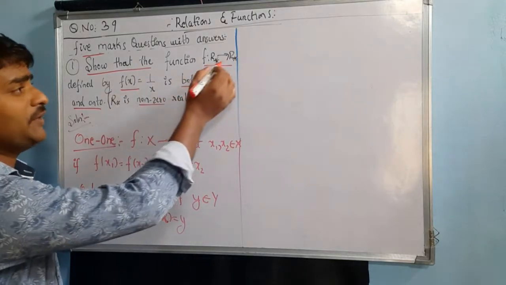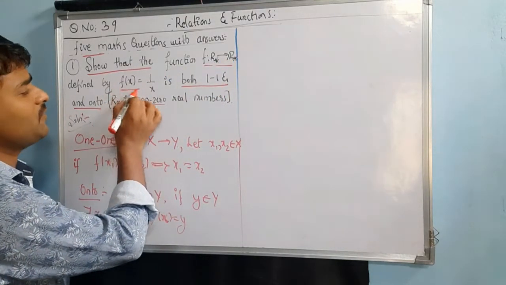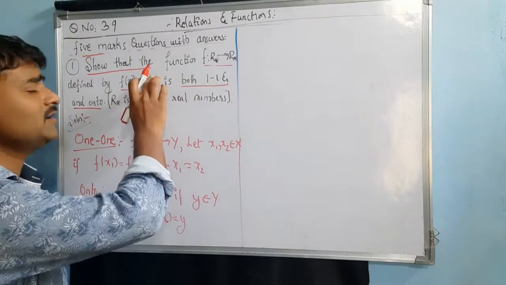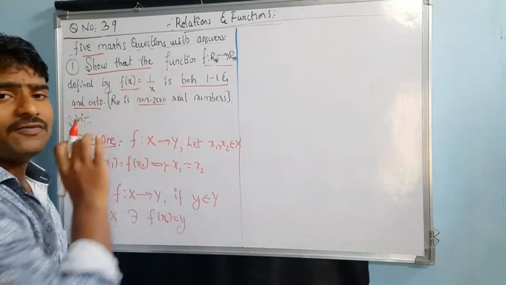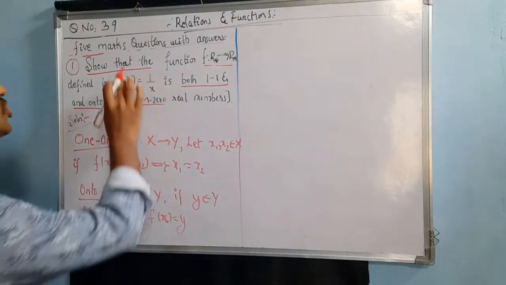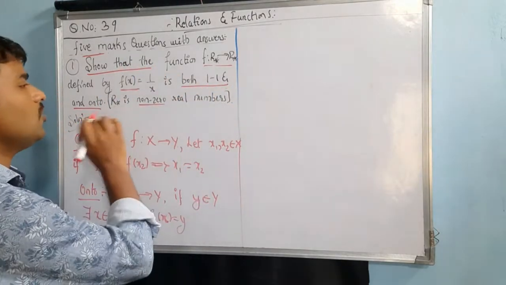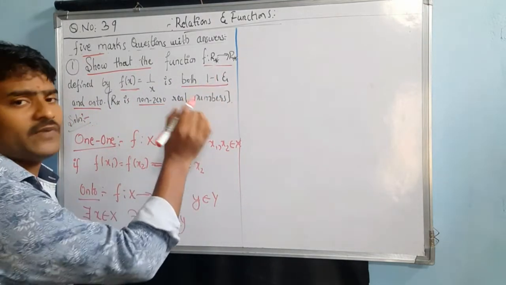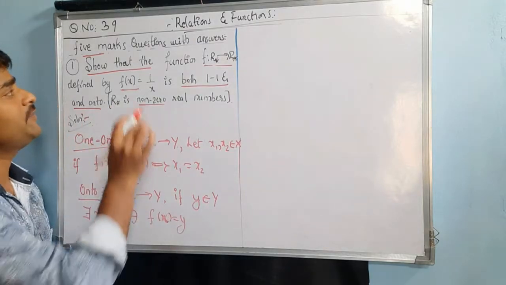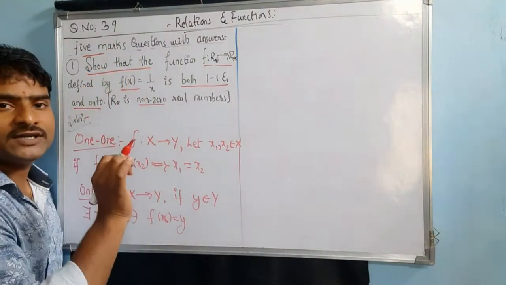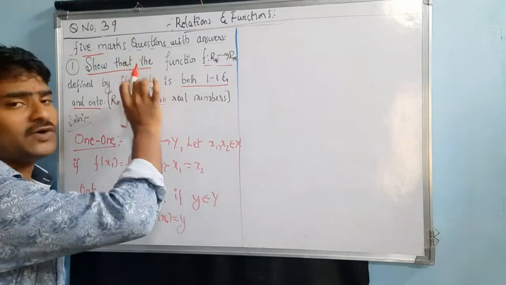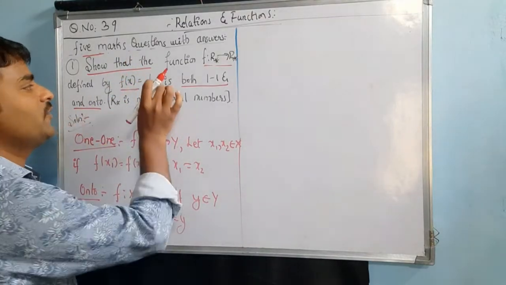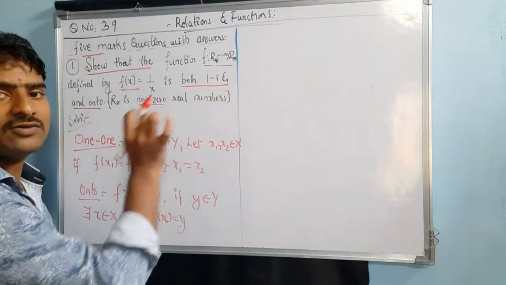Okay, and the function is defined by f of x equal to 1 by x. Here the function given is f of x equal to 1 by x. I need to show that the function is one-one and onto. I need to check that it is one-one and it is onto. Because they said show that, it is obviously one-one and onto. So I have to check whether this function is one-one and onto or not.